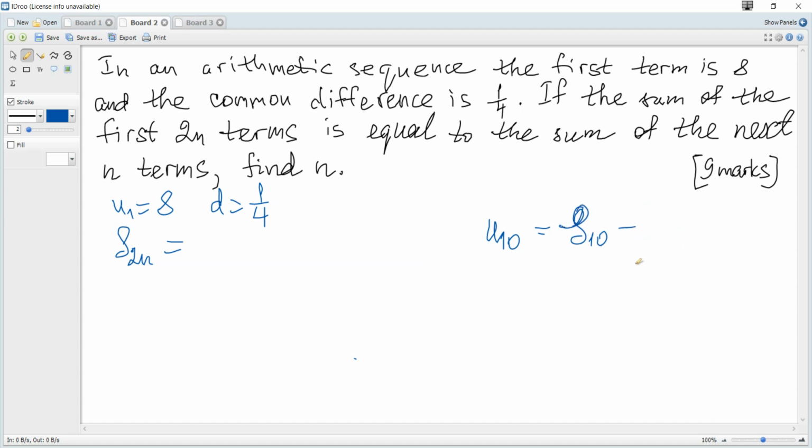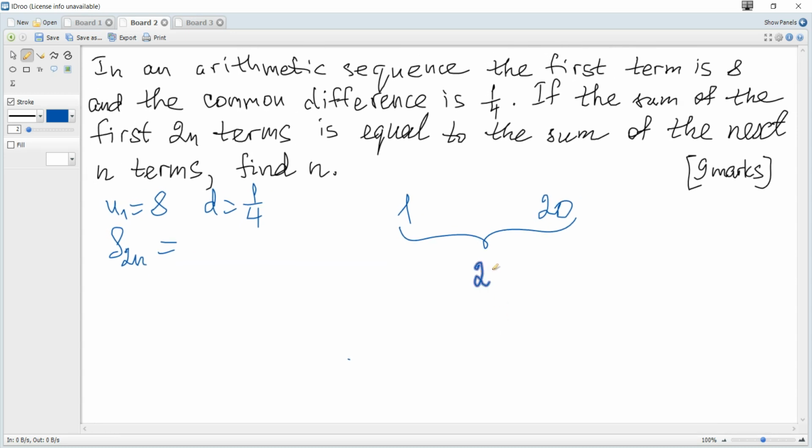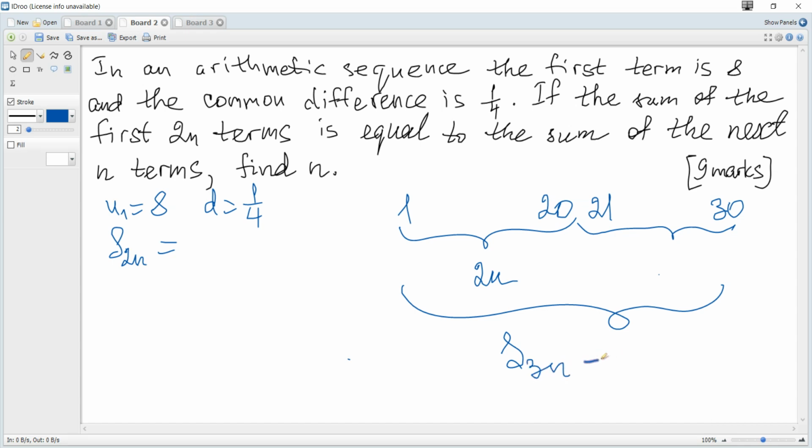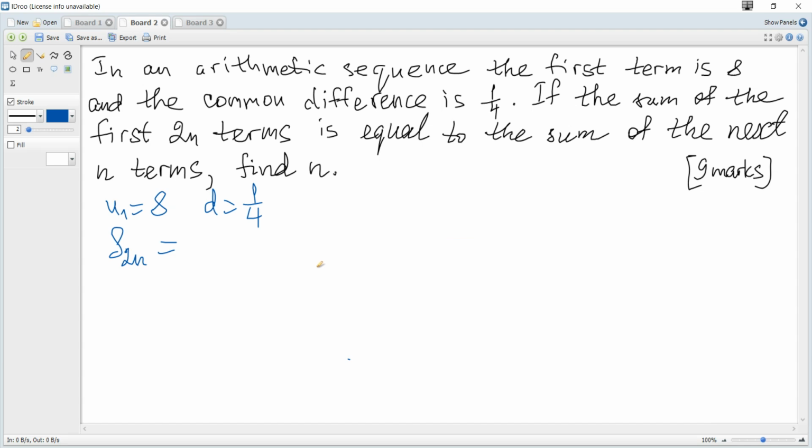And if we consider, for example, the first 2n terms, say from 1 up to 20, it's 2n terms. So the next n terms are terms from 21 up to the term at position 30, and hence the next n terms can be written as the sum of 3n terms minus the sum of the first 2n terms. So the sum of the first 2n terms is equal to the sum of the next n terms, so it's the sum of 3n minus the sum of 2n.